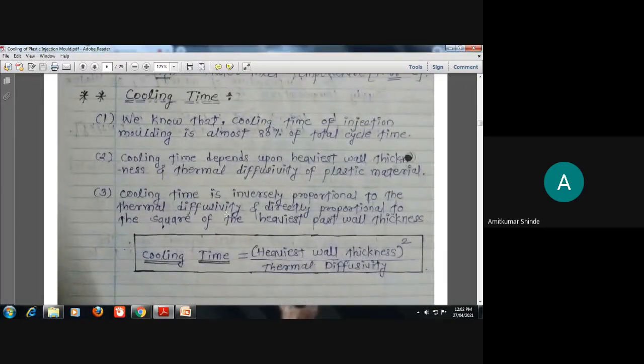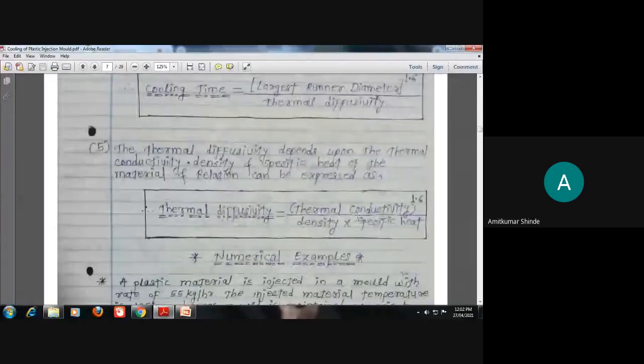Then cooling time. Cooling time plays a very important role, as 80% of the total cycle time is the cooling process. Cooling time is given by these two formulas. Cooling time is equal to the square of the heaviest wall thickness divided by thermal diffusivity, and another is the ratio of the largest runner diameter to the power of 1.6 to the thermal diffusivity, and thermal diffusivity is equal to thermal conductivity to the power of 1.6 divided by the density and specific heat.